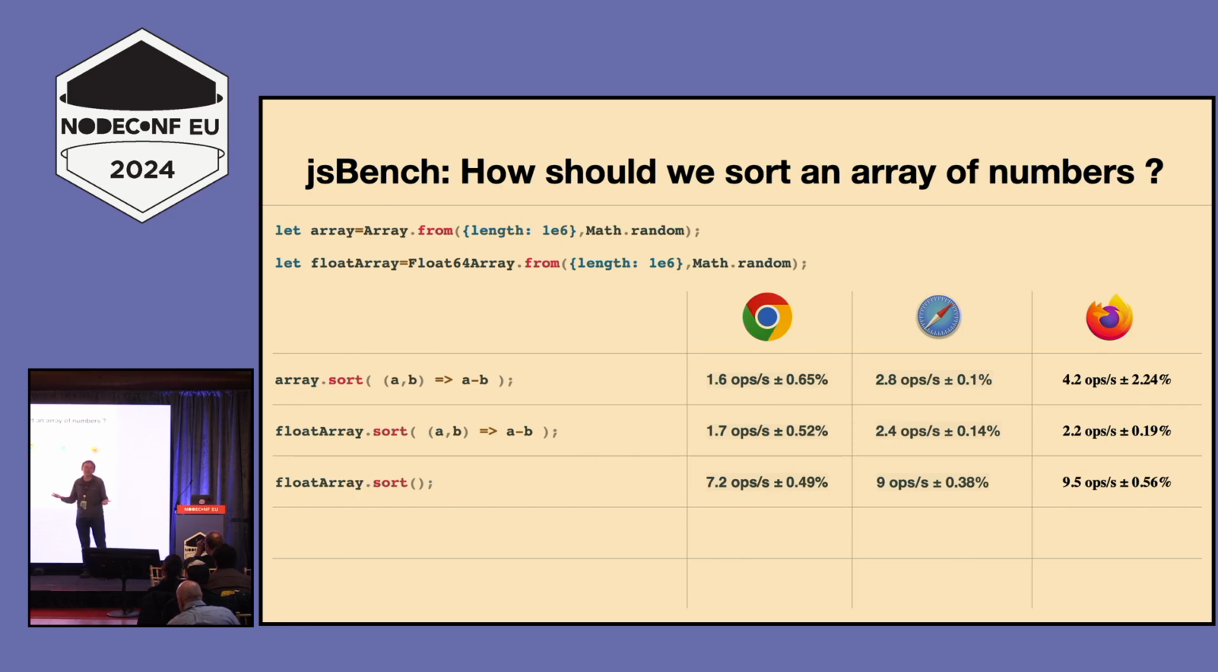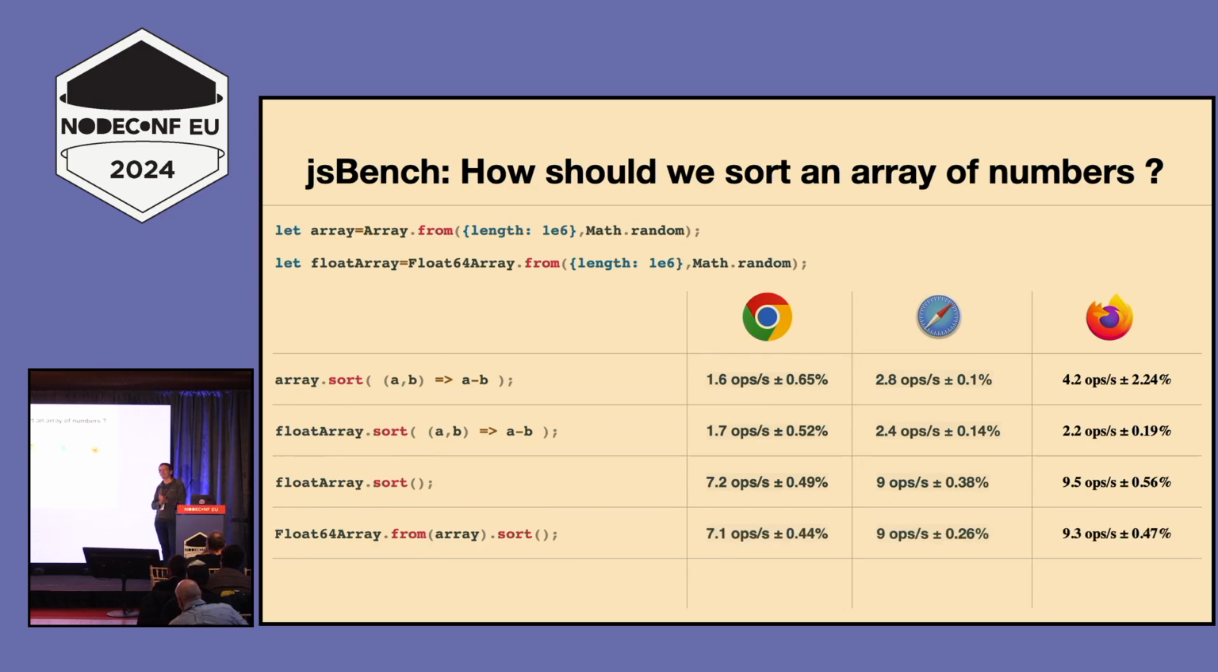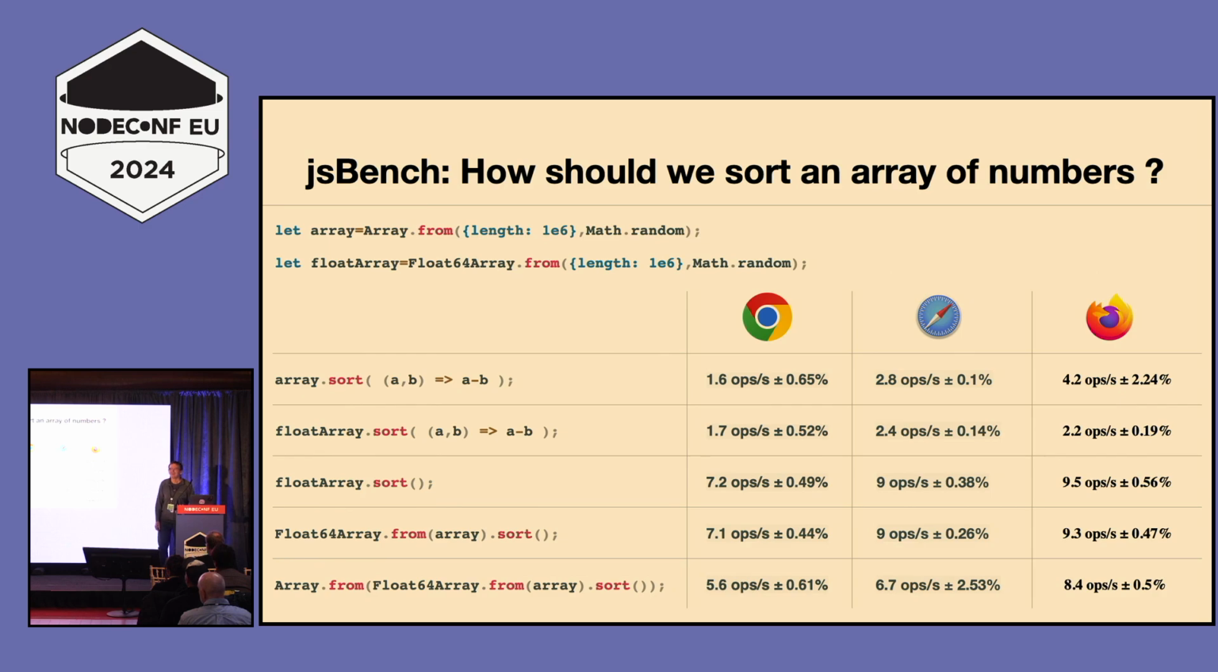But with a typed array, you cannot push. This is pretty annoying. But you can create a float array from an array, and if you create a float array from an array and sort, you're still much faster. But you can tell me, no, in the end I don't want a float array, I want an array. Well, you can make an array from a float array that is made from an array that you sort. And still, this is much faster. So actually, if you have an array of numbers, it's faster to do this crazy stuff.